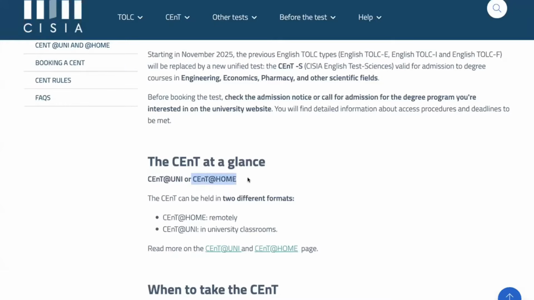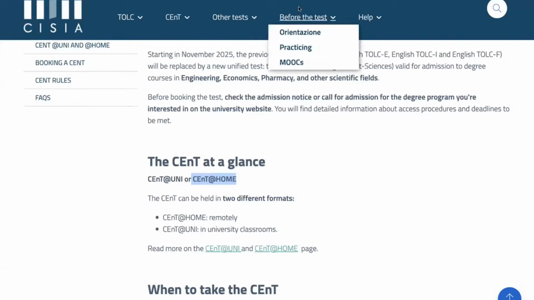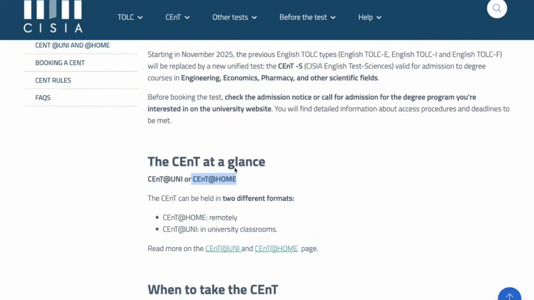For those who are out of Italy, out of Europe, for those who don't have the opportunity to come to Italy to take the test, they designed the online test. So it's called CEnT Home. So it's pretty much similar to SAT Home and TOEFL Home. Most probably you're familiar with those exams.